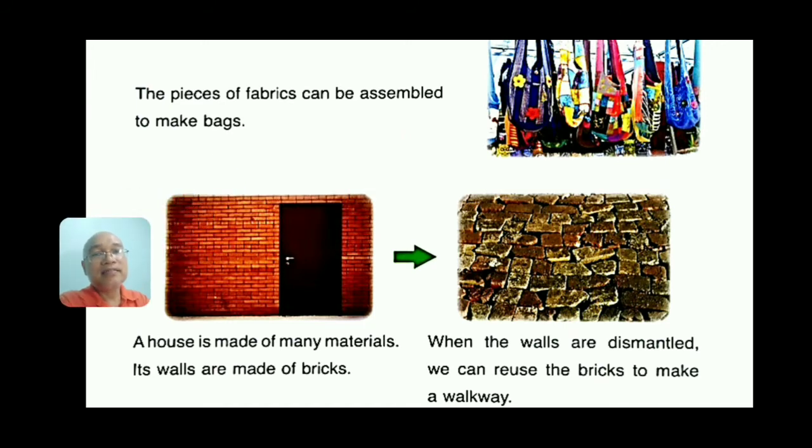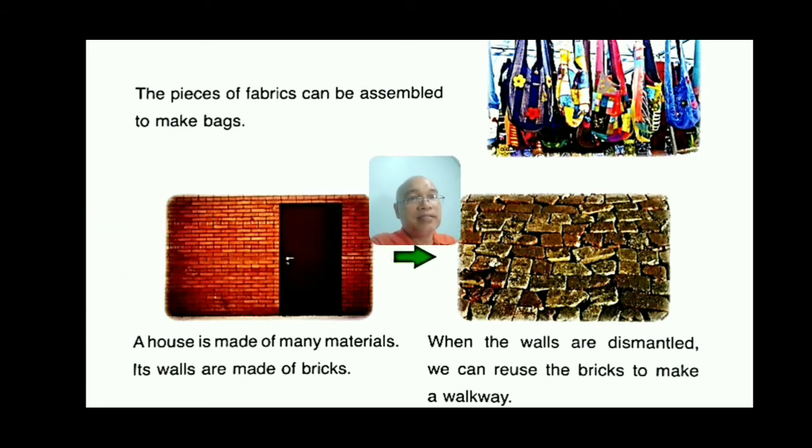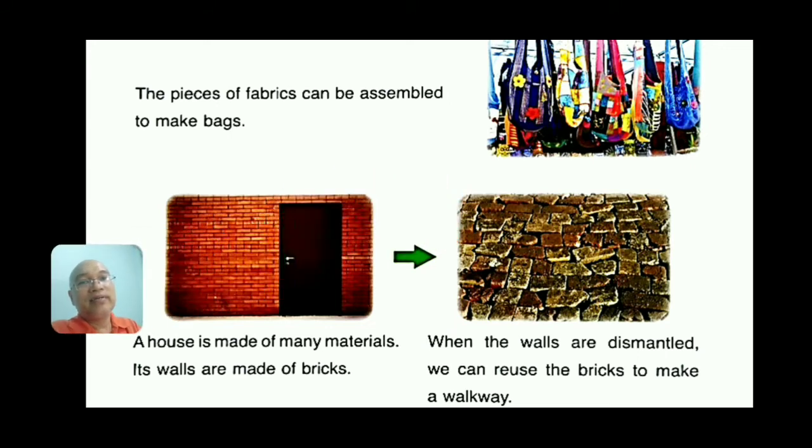And then a house is made of many materials. What can you find in the house? It depends on the kind of house. For example, this house is made of many materials. Its walls are made of bricks. Okay? Look at the bricks here. Now, when the walls are dismantled, it means you destroy the walls. We can reuse the bricks to make a walkway. You know, a walkway where you can walk on it. Okay? Alright? Walkway is a way for walking.